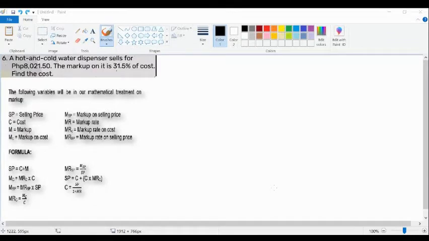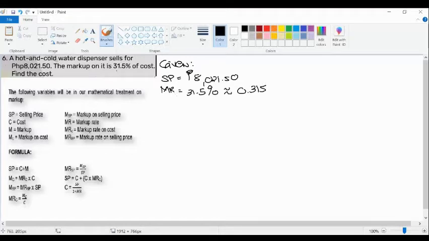A hot and cold water dispenser sells for 8,021 pesos and 50 cents. The markup on it is 31.5% of cost. So find the cost. So based on this problem, we have the following given. We have the selling price of the hot and cold water, that is 8,021 pesos and 50 cents. We also have the markup rate of 31.5% or equals to 0.315. Now, we're looking for the cost.